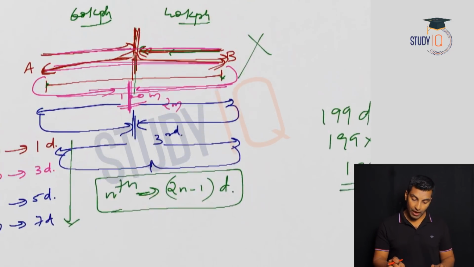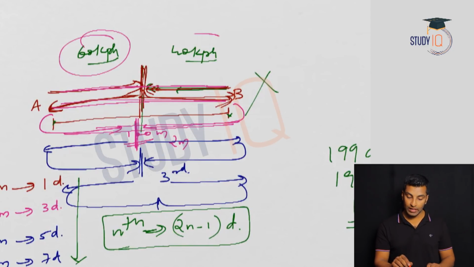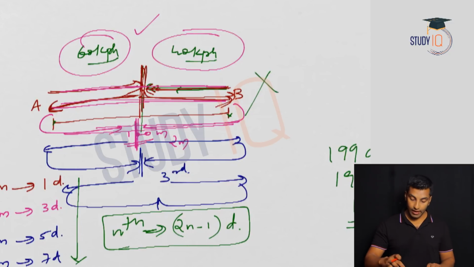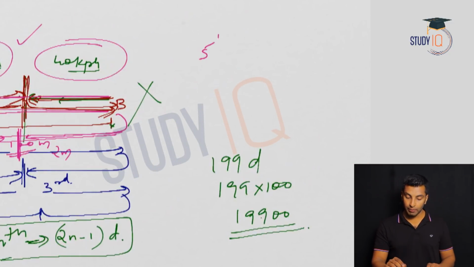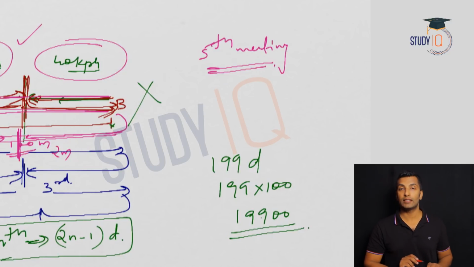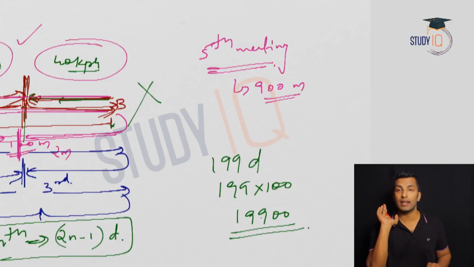Now let's suppose I give you the ratio of the speeds, like 60 and 40, which I have already told you. Okay, 60 and 40. And if I ask you, in their 5th meeting, what is the distance covered by A? So for the 5th meeting, we already understood that they together will cover 900 meters, because meeting 5 means 9D. Why? 2 into 5 minus 1. 9D means 900 meters. That's the distance they cover together.